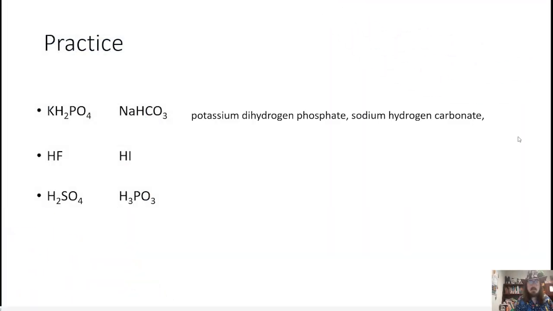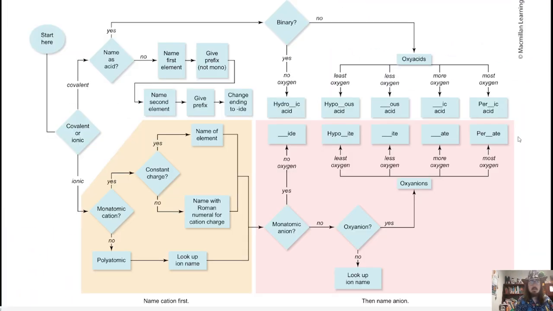So the last slide is just a quick overview of, hey, follow this chart. You don't have to use this chart. This chart is very hard to read. But basically, it's saying, if you start here, is it covalent or ionic? If it's ionic, is it a monoatomic cation? No. If it's polyatomic, you have to look up the name. It's ammonium. Constant charge? Yes. It's just the name of the element. No. We need the Roman numeral, so that deals with the cation.